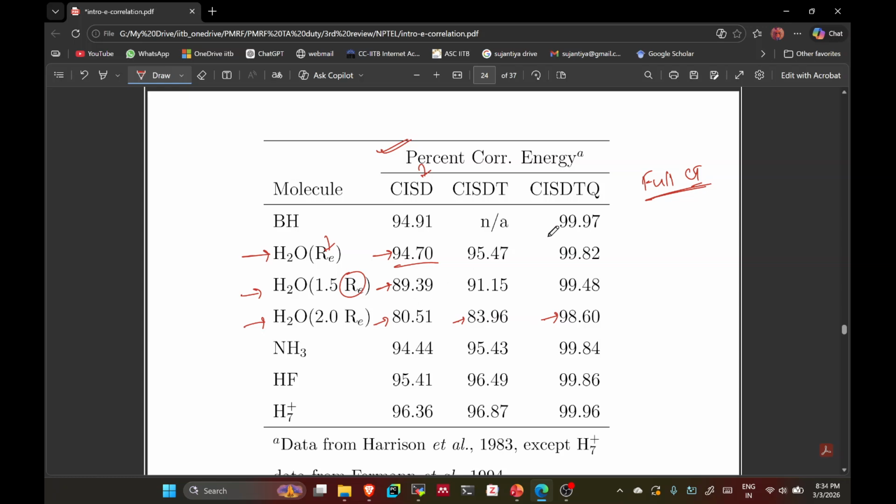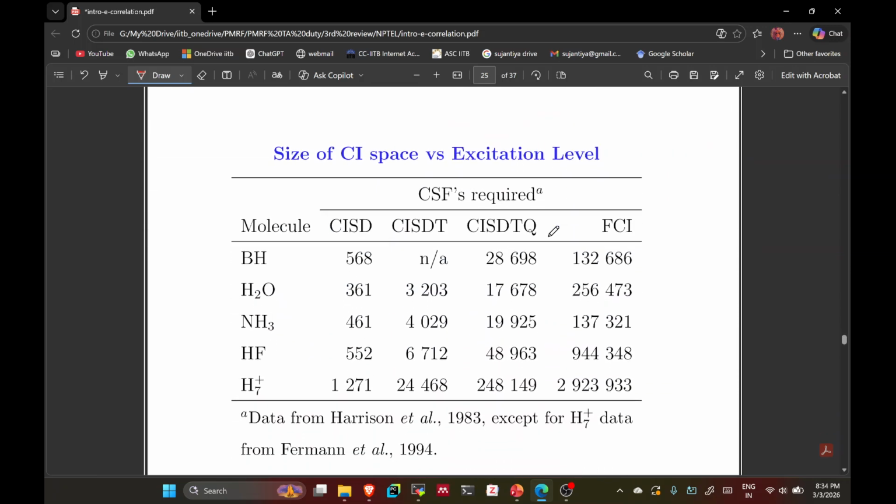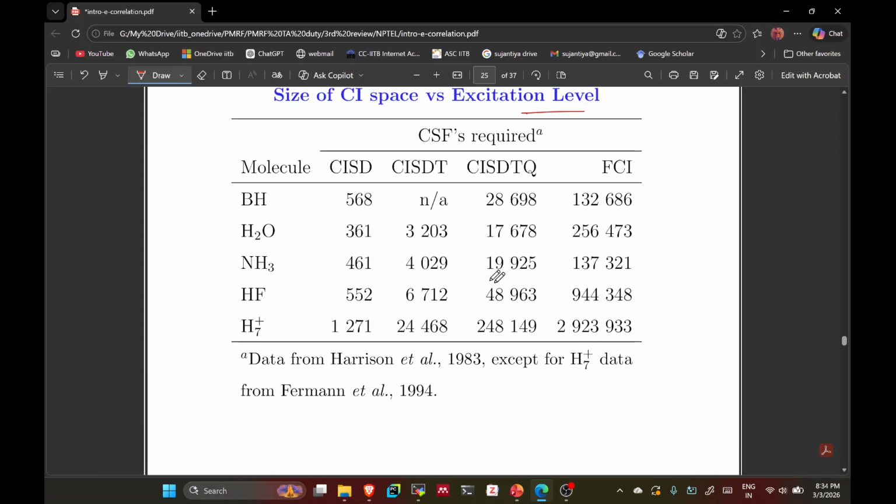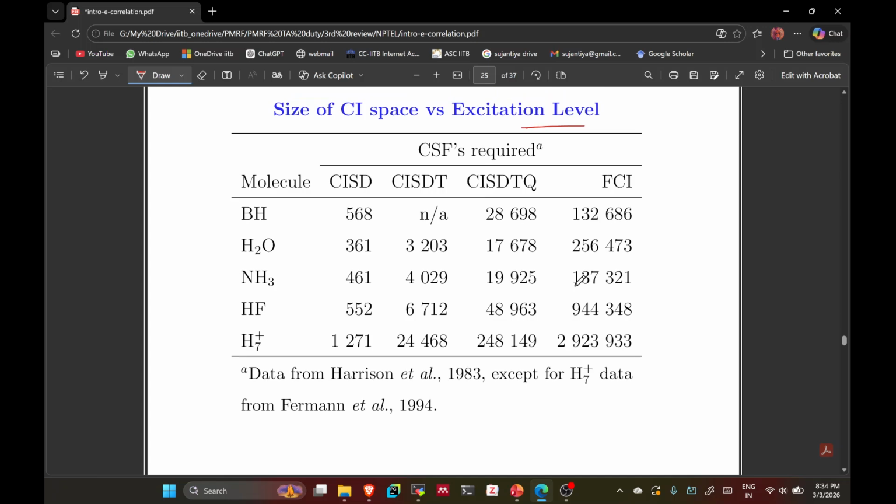So this is one of the illustrations, and this is again the CI space versus the excitation level, like how many determinants you are taking care of. For example, these are very small molecules, BH, H2O, and I don't know the basis set. Maybe I'll check the paper for what the basis set is, and I suspect that the basis set is also very small, double zeta or triple zeta, whatever they have used.